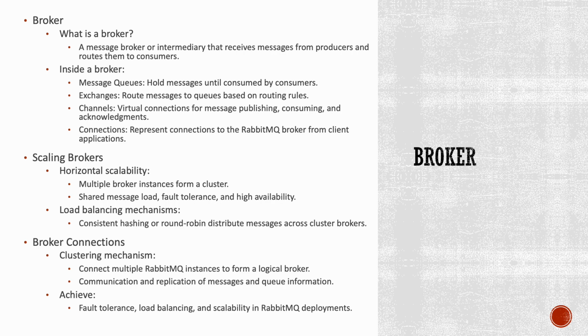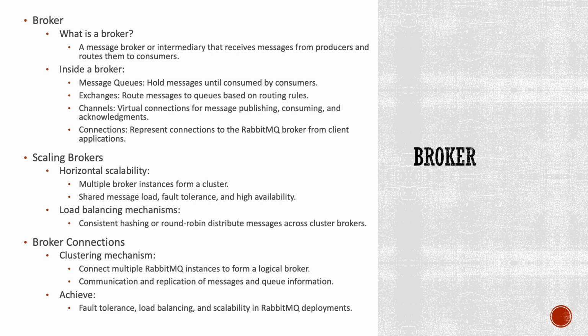How brokers scale. RabbitMQ brokers can scale horizontally by adding multiple broker instances to form a cluster. Each broker in the cluster shares the message load, improves fault tolerance, and provides high availability. Load balancing mechanisms, such as consistent hashing or round-robin, distribute messages across brokers in a cluster.